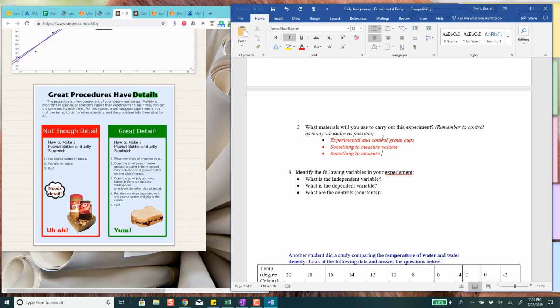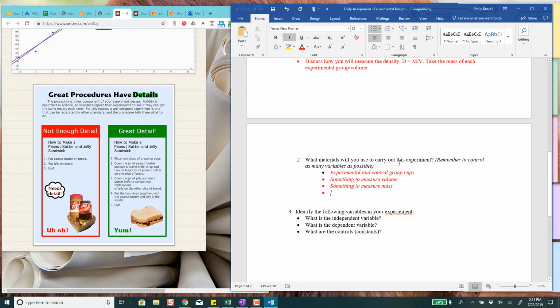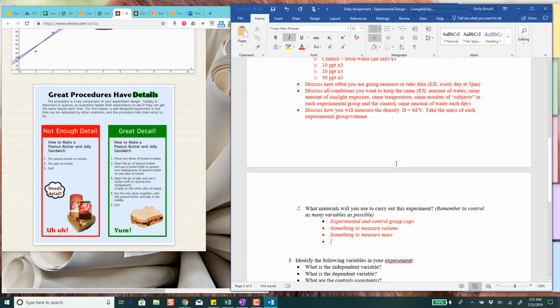to measure the mass. Now when you do this, you're going to say, I'm going to use a beaker or I'm going to use a scale. So I'm just discussing things you're going to want to include, but you're going to need to be a little more specific than something to measure volume. You're going to actually want to put whatever you're using to measure volume.